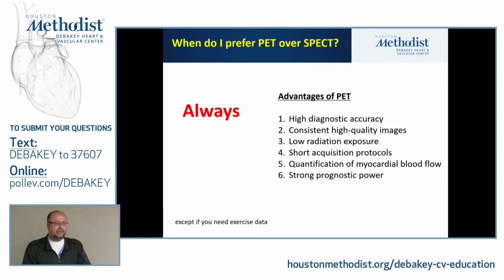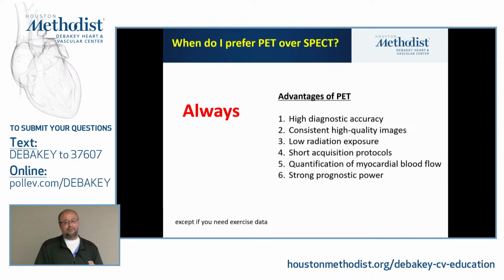And it has consistent high quality images. Last week we did our highest BMI patient. It was like almost 76 BMI, and we still got very diagnostic images. And it is low radiation exposure. I didn't show you the data, but when we do PET, you're talking about 1 to 2 millisievert. Even if you have bariatric patients, you can go up to 3 millicuries, but not beyond that.